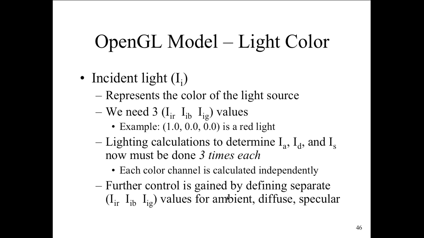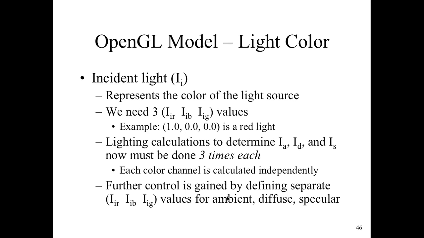In the OpenGL model, we also have what's called the light color. We have incident light, which represents the color of the light source: blue light, red light, orange light. We have illumination that comes in color, not necessarily white. The lighting calculations then have to be done three times, once for each of the color channels, because we have those three coming into play with the light source. So each color channel is calculated independently.